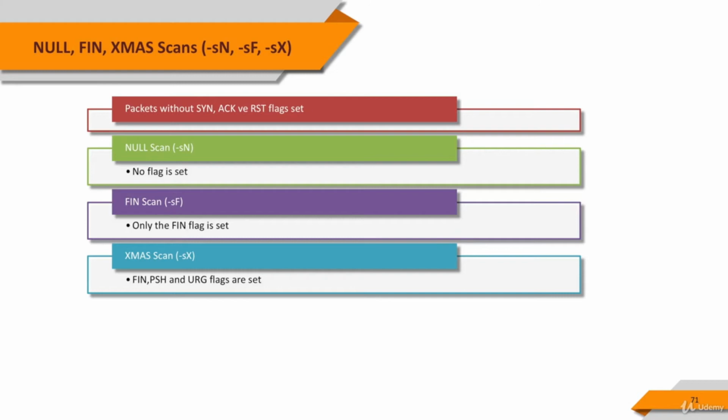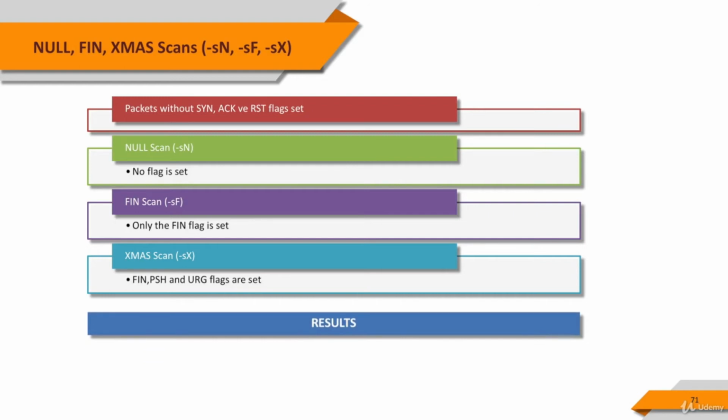There are two rules defined in RFC standards about such packets. The first rule is, if the destination port state is closed, an incoming segment not containing a RST causes a RST to be sent in response. The second rule is, packets sent to open ports without the SYN, RST, or ACK bits set are dropped.